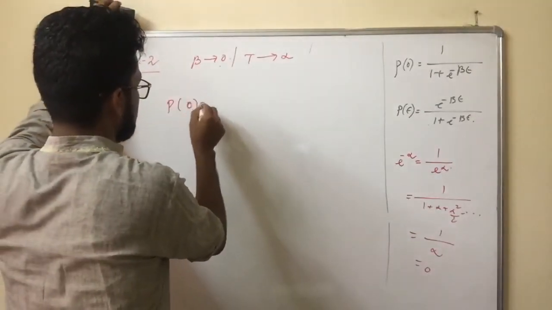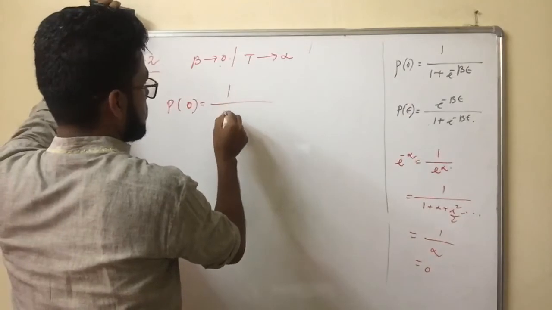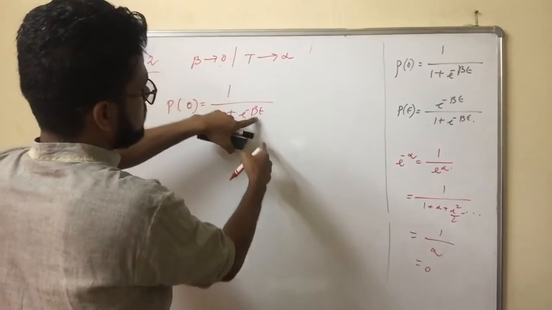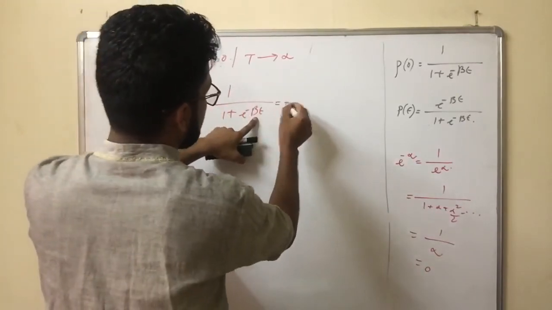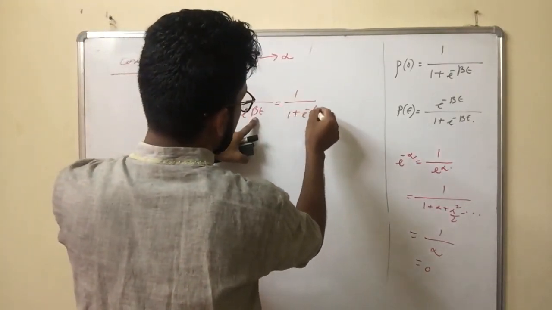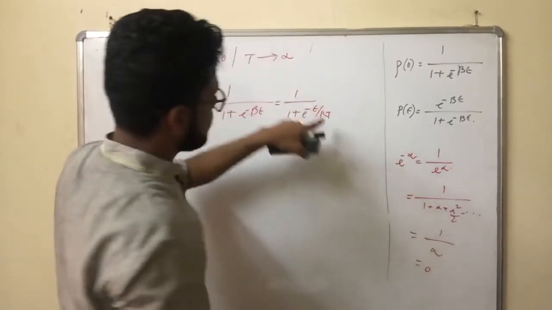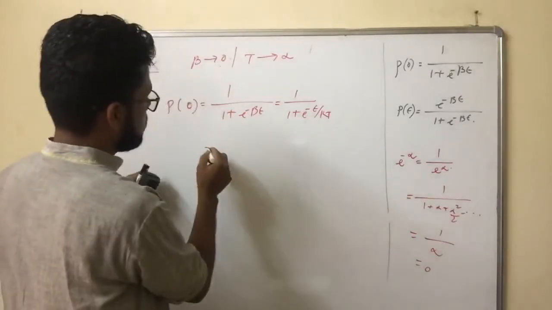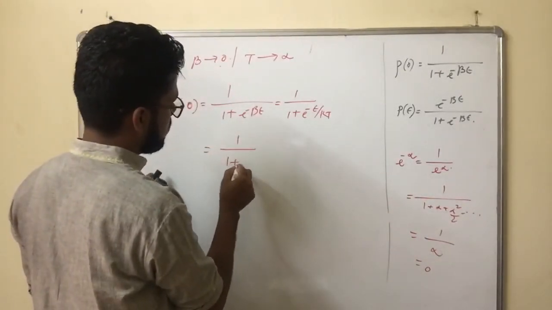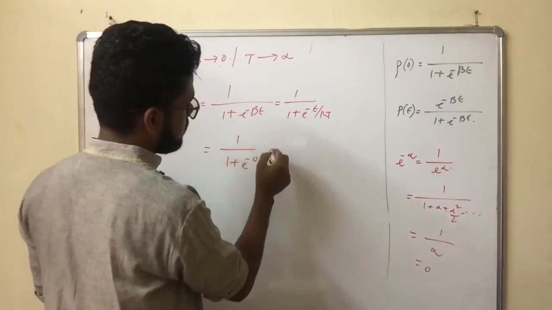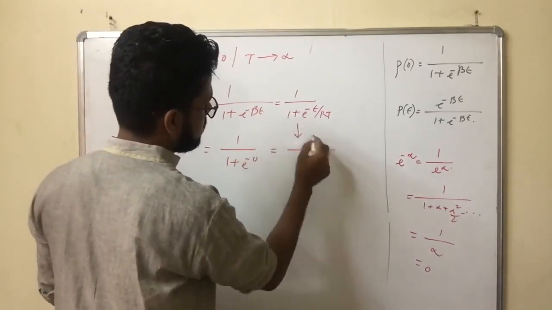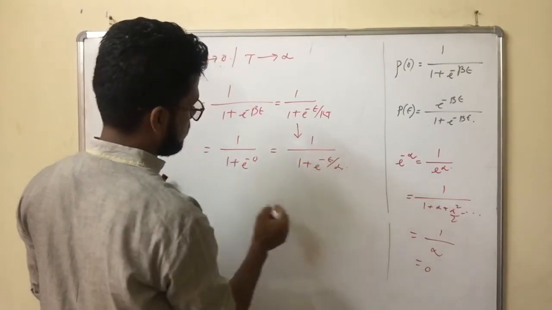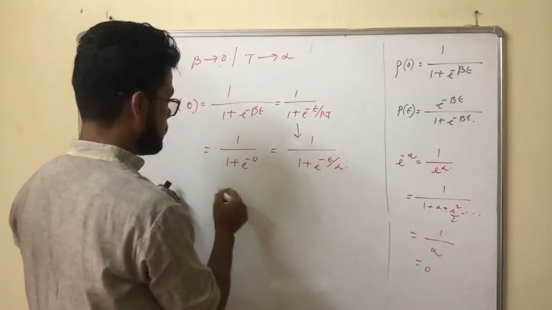Then under this condition, what happened? The probability of the 0 state is 1 plus e to the power minus beta e. Okay, beta is 0, so this is 0. Or you can see here also, 1 plus e to the power minus e by kT, where T is infinity. Any number divided by infinity becomes 0. You can see the same condition here: 1 plus e to the power minus e by infinity. Any number divided by infinity is 0.